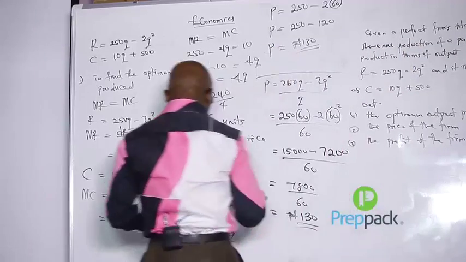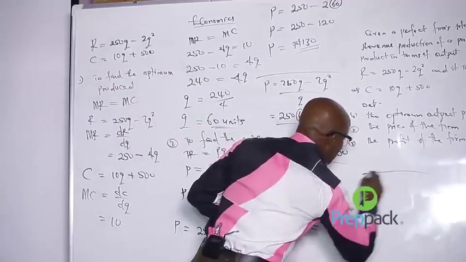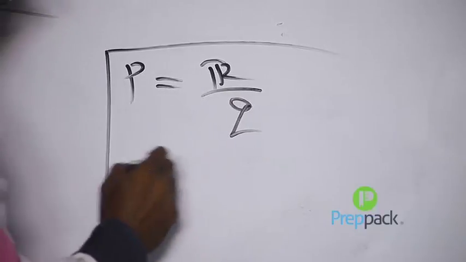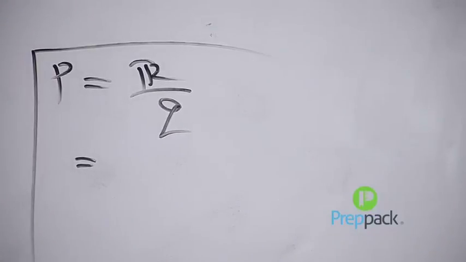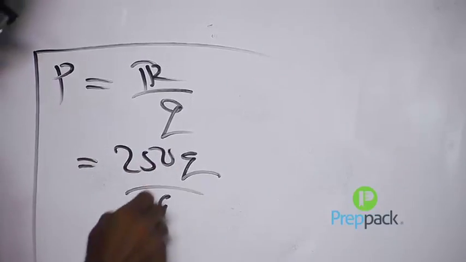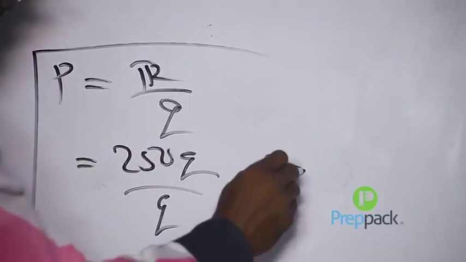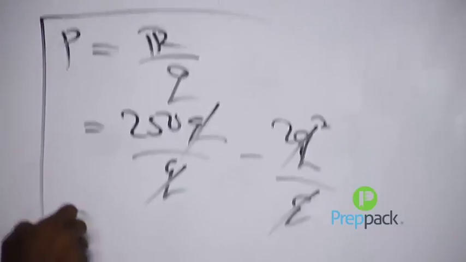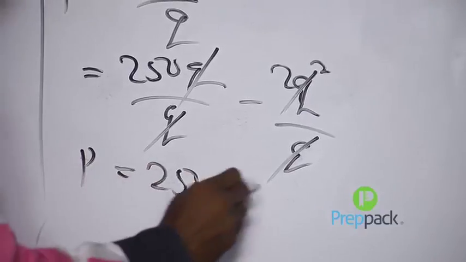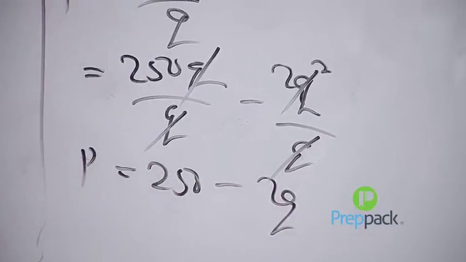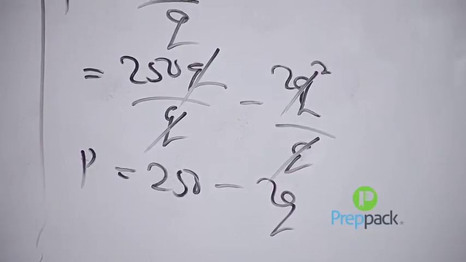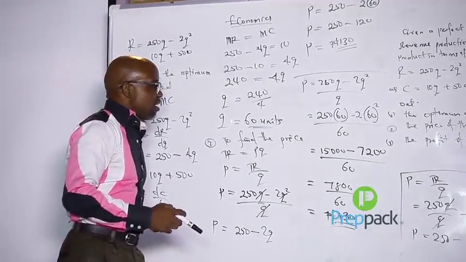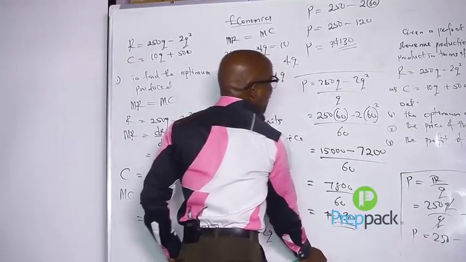But in case you doubt this, what it would have been interpreted initially is that P will be equal to TR over Q, which now gives you what? That gives us 250Q over Q minus 2Q squared over Q. Cancel this, cancel this, cancel this, cancel this. Then you're left with what? P equals 250 minus 2Q. Maybe you prefer it this way. Whichever way you go through it, it's still the same thing. Okay? So that is the average revenue, which is the same thing as the price.